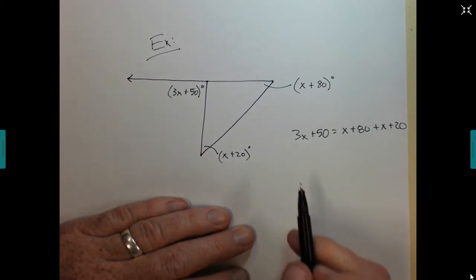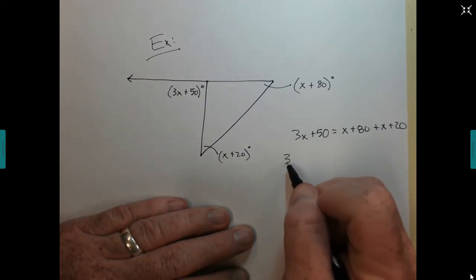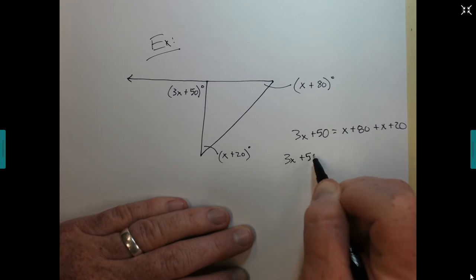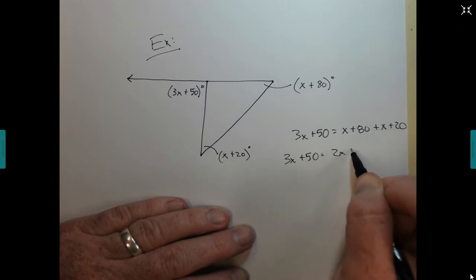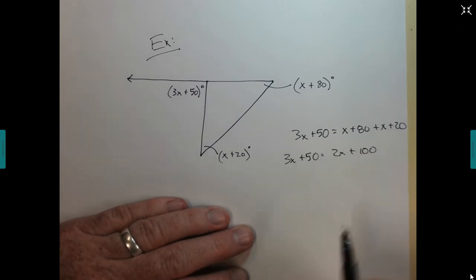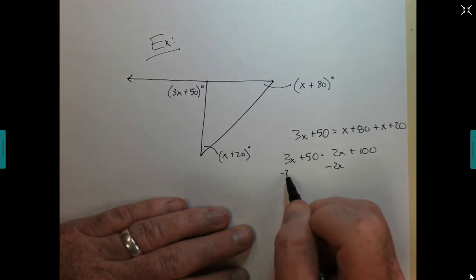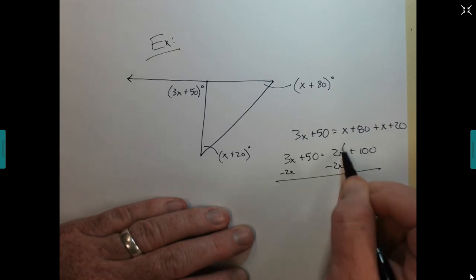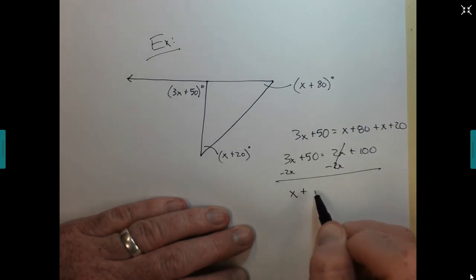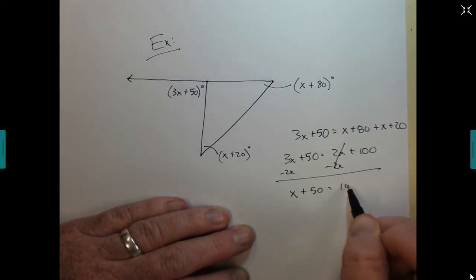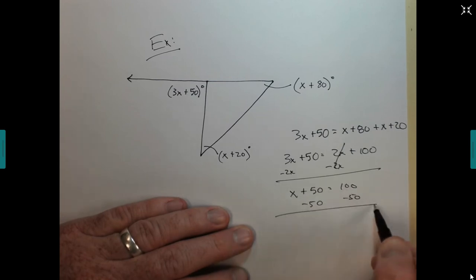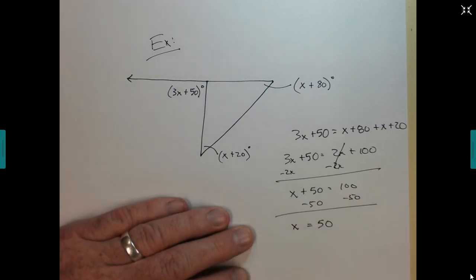Well, we've got an equation. Now we can solve. Let's just combine our like terms on the right side. We're at 2x plus 100. Let's move all the x values to one side, and then move our constant values or numeric values to the other side. This will help me track down a value of x that makes this true.